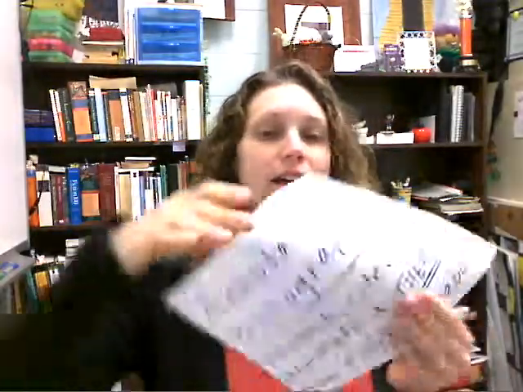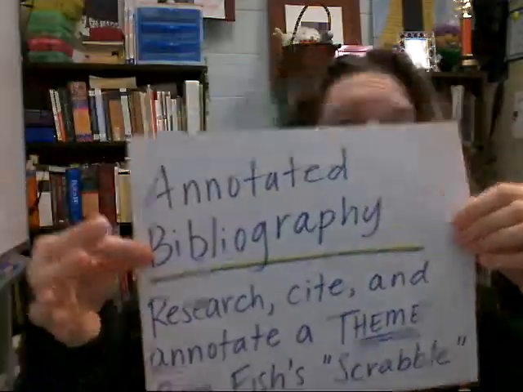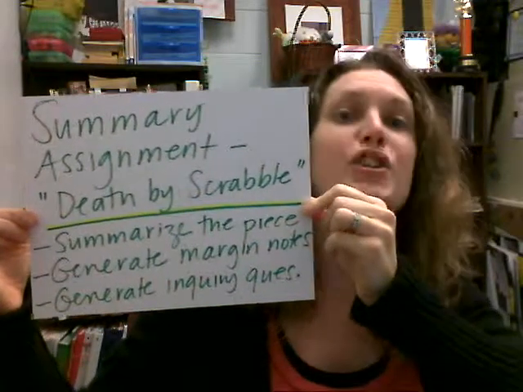Now, let me talk about these assignments. Just to clarify, you have two separate assignments, okay? You have the annotated bibliography, which is one separate assignment, and then you have the summary assignment, which is another separate assignment. Again, these two assignments are joined or connected by Death by Scrabble, the short story. So again, you do have two separate assignments in this module.